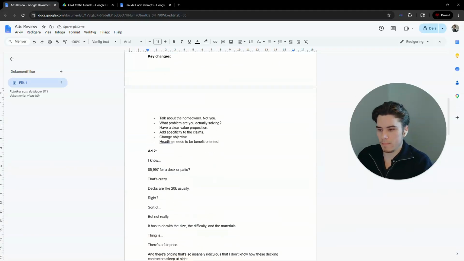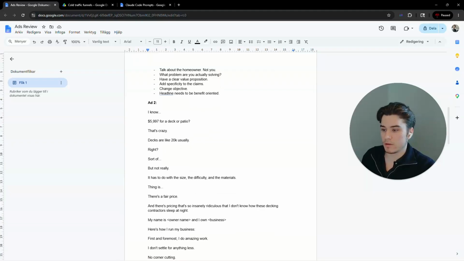So the second ad goes like this. And this is clearly from an agency, a marketing agency. I'm going to go through it again and just point out the big mistakes I think that they're making.